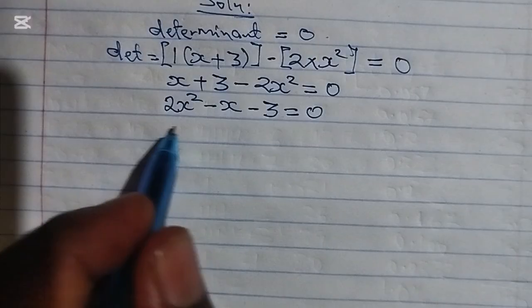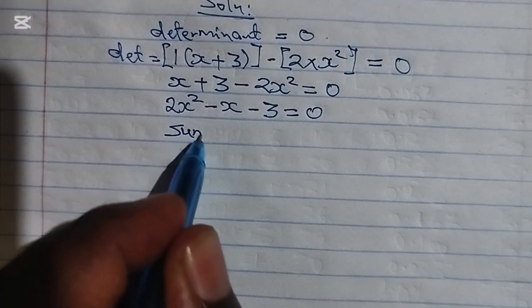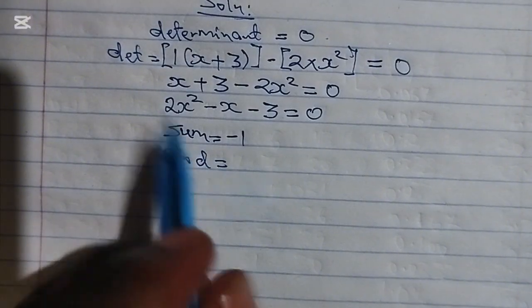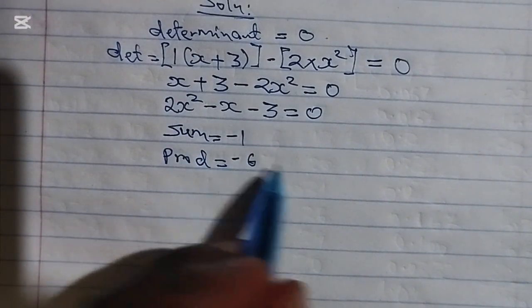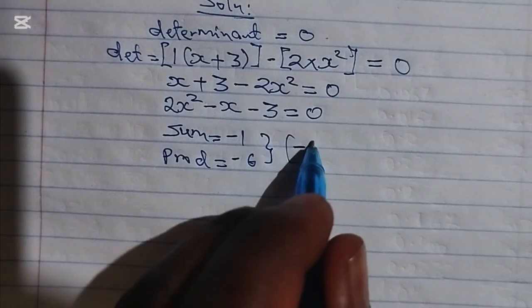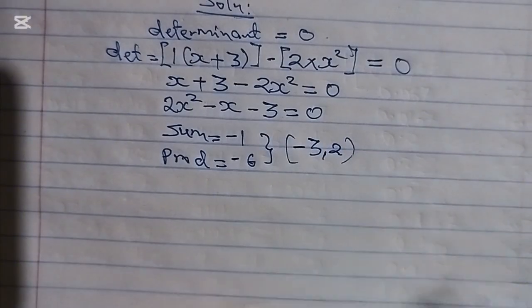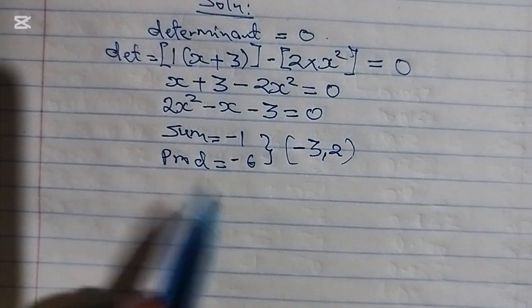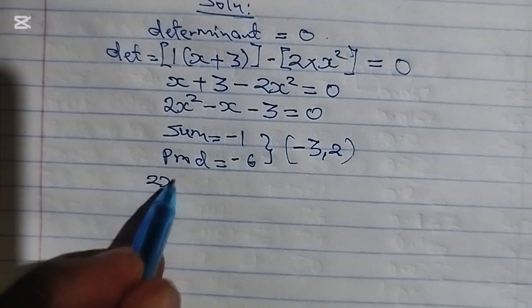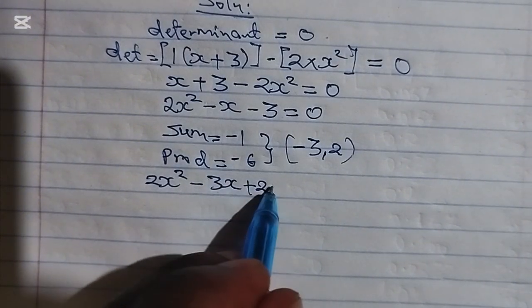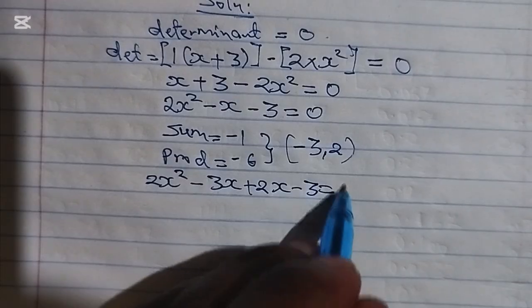So I'm going to look for two numbers such that the sum of the two numbers is negative 1 and the product of the two numbers is 2 times negative 3, which is negative 6. When you look at this, what are the two numbers? The two numbers should be negative 3, 2. Those are the two numbers whose sum is negative 1 and whose product is negative 6. So we're going to replace them here. So we'll be having 2x squared minus 3x plus 2x minus 3, giving you a 0.